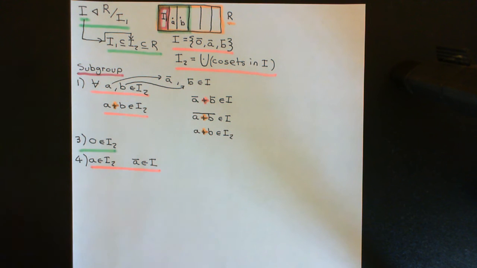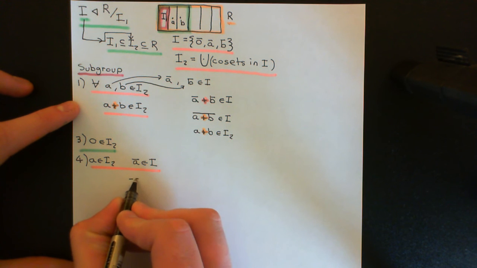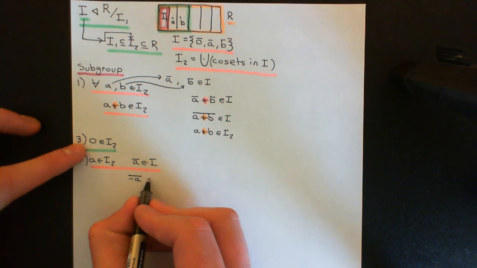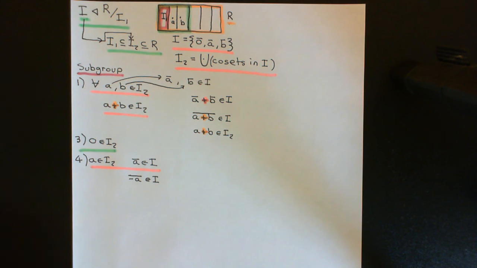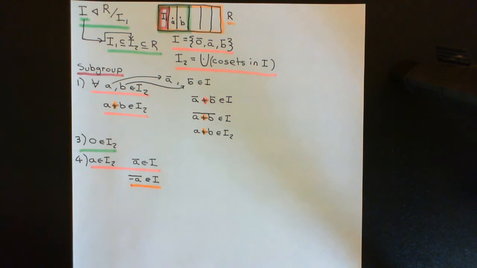Now, because the ideal capital I was an ideal in the quotient ring, it will have additive inverses for all of the cosets. The additive inverse of the coset A bar is the coset that contains the additive inverse of A in the initial ring capital R. So it's negative A bar. So what we can conclude is that negative A bar was an element of the ideal of the quotient ring capital I. But then what does that mean?